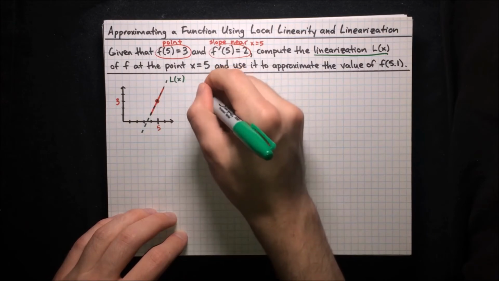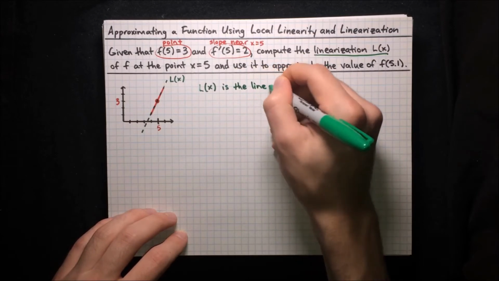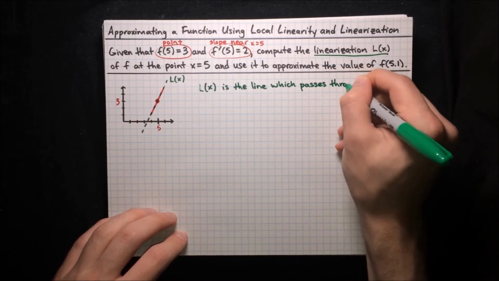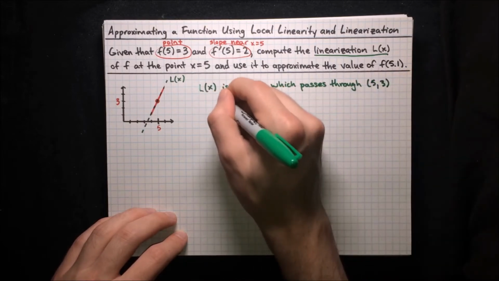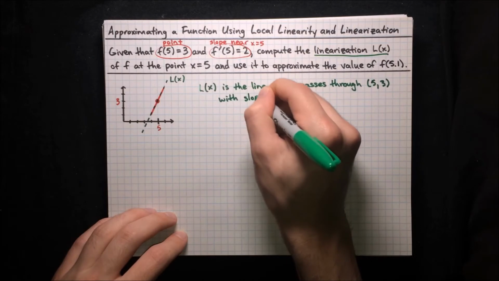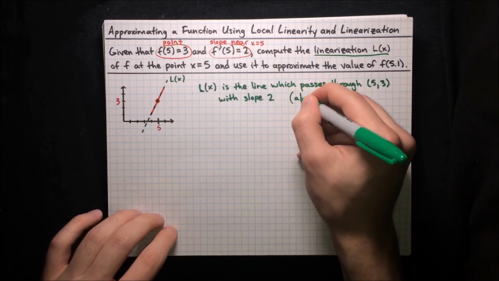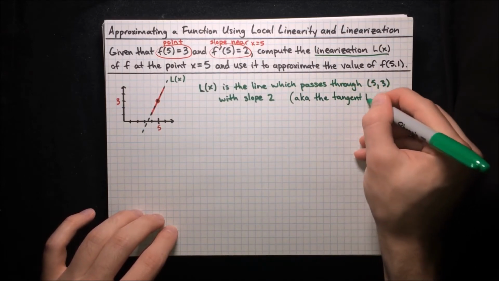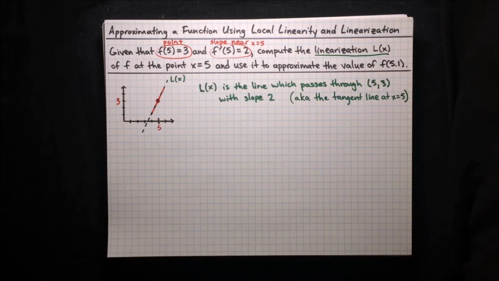To put that precisely, L of x is the line which passes through the point (5, 3) with slope 2. In other words, that is just the tangent line of f at the point x equals 5. So L of x is also known as the tangent line at x equals 5. So let's go ahead and get the equation of the tangent line.